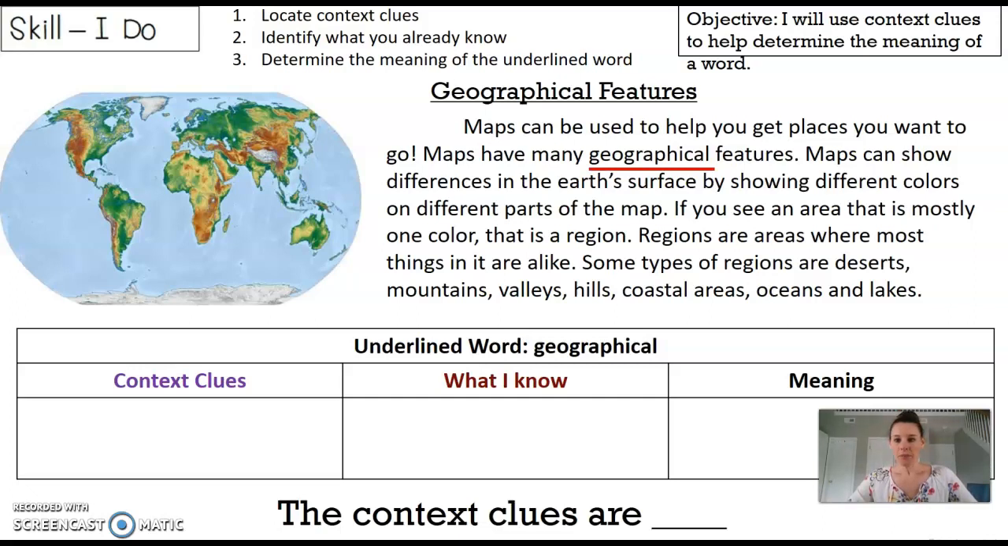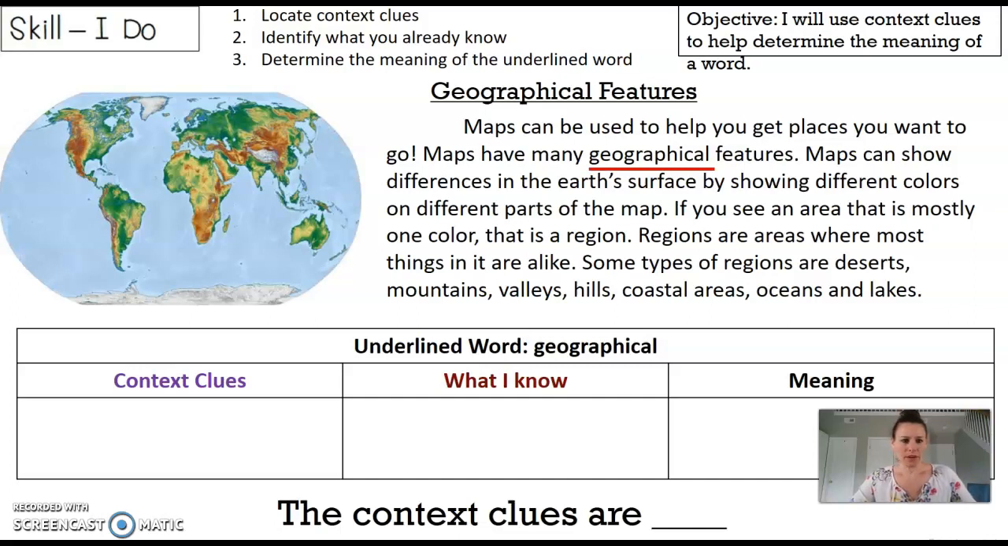Maps can be used to help you get places you want to go. Maps have many geographical features. Maps can show differences in the Earth's surface by showing different colors on different parts of the map. If you see an area that is mostly one color, that is a region. Regions are areas where most things in it are alike. Some types of regions are deserts, mountains, valleys, hills, coastal areas, oceans, and lakes.